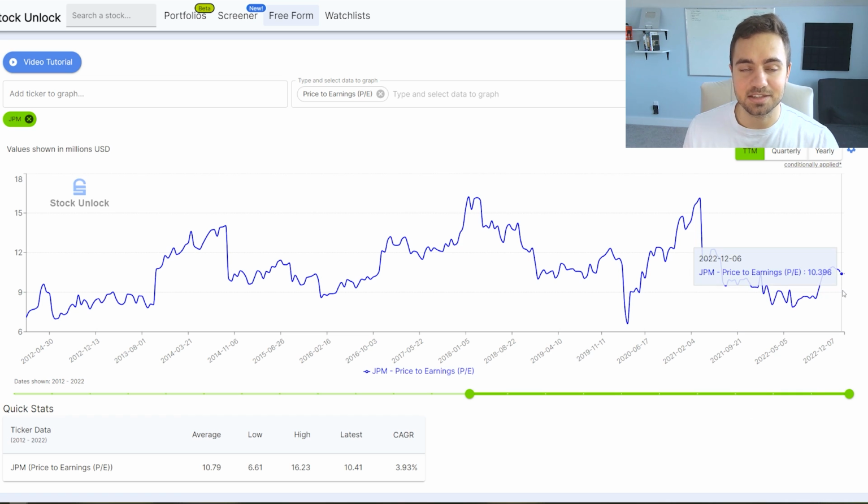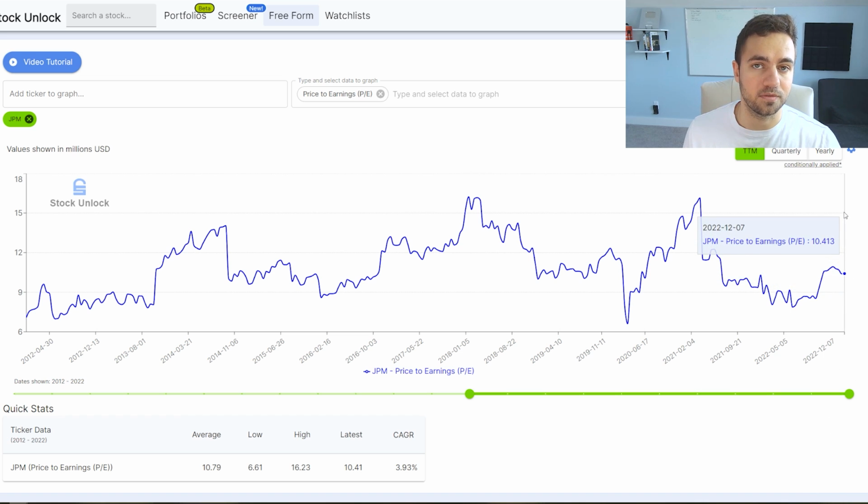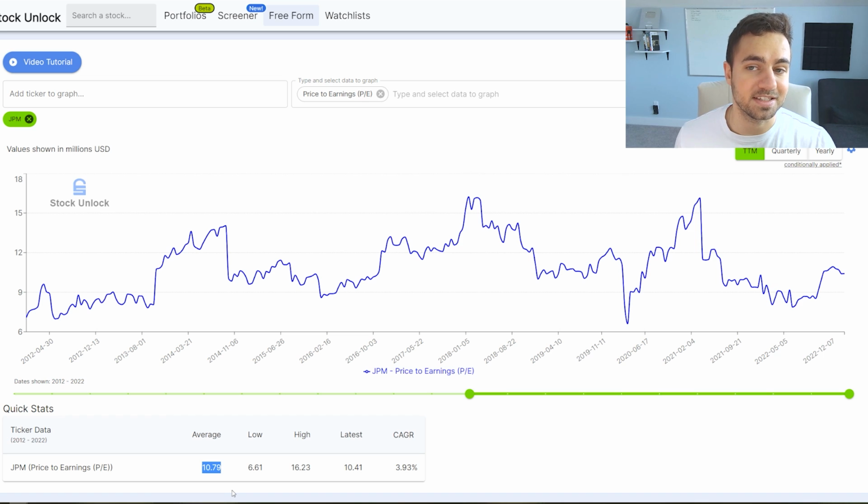So since this is a consistent ratio for JP Morgan in specific, we can take a look at the price to earnings ratio today of 10.4 versus the company's history and get a better idea and a clear idea of if the stock is cheap or expensive right now. Also on Stock Unlock, what we do here is we show you the average price to earnings ratio over the selected time frame that you have in the freeform tool. So right here, we can see that JP Morgan's average is about 10.8 over the past decade. Currently, the stock is selling for a price to earnings ratio of about 10.4. So it's selling right around its historical average over the past 10 years. And that is really how I like to use the price to earnings ratio, especially on these financial stocks like JP Morgan.